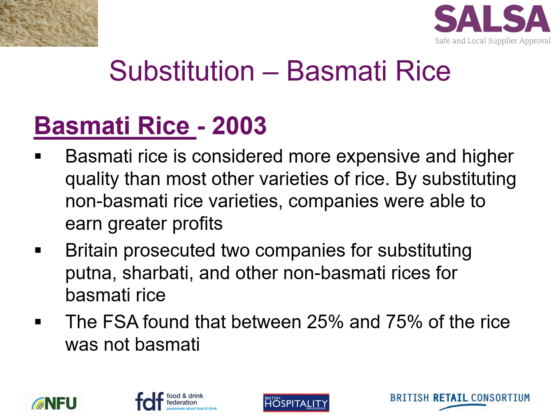Another example of substitution was detected in 2003. The FSA surveyed random samples of Basmati rice using DNA testing. They found that up to 75% of rice sold as Basmati was indeed non-Basmati, significantly compromising the integrity of what is considered a more expensive and higher quality product. In the UK, 2 companies were prosecuted for this fraud.